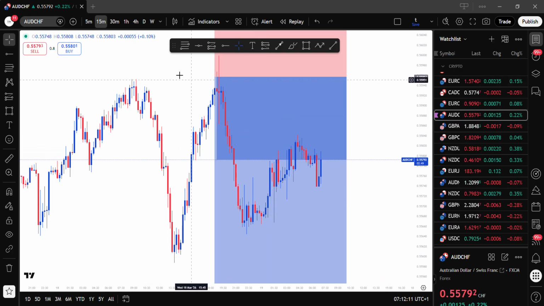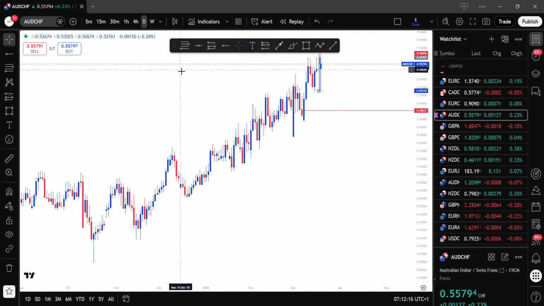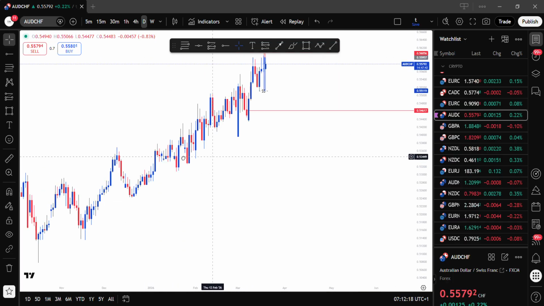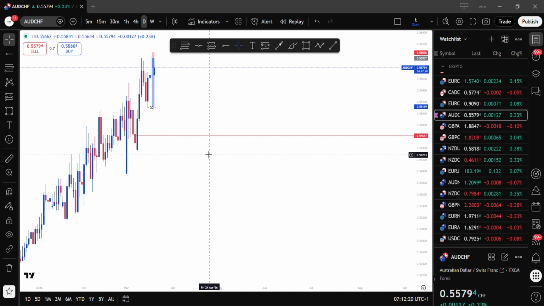So we go to the AUD CHF. On AUD CHF, I kind of jumped in this trade last night. It was very, very late when I jumped in, so I even forgot to share it in the private group. But this is the trade.